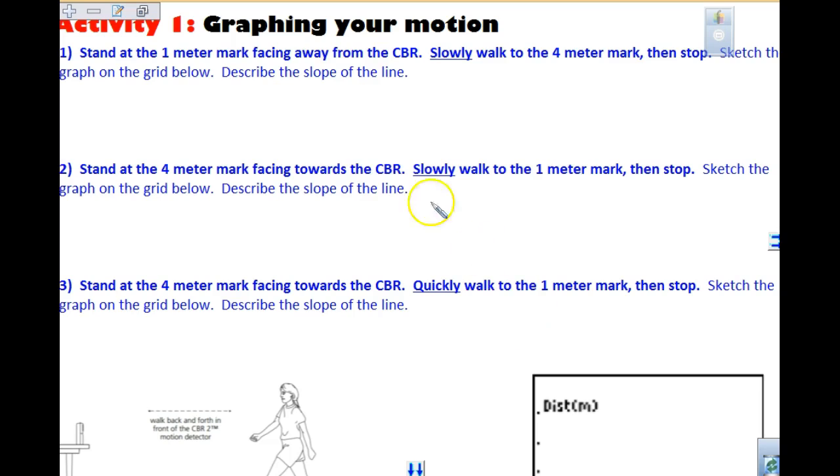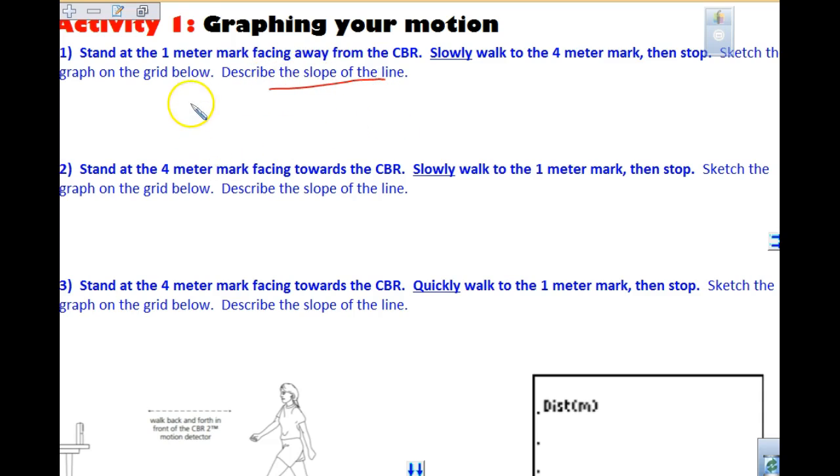As we are looking at this, you're going to be standing first. If you notice on the floor back here, I have this tape. The tape is at 1 meter, 2, 3, and 4 meters away. So if you notice here, it says we're going to start standing at meter 1, facing away from the CBR, and slowly walk 4 meters back. Then we're going to sketch that graph and describe the slope.